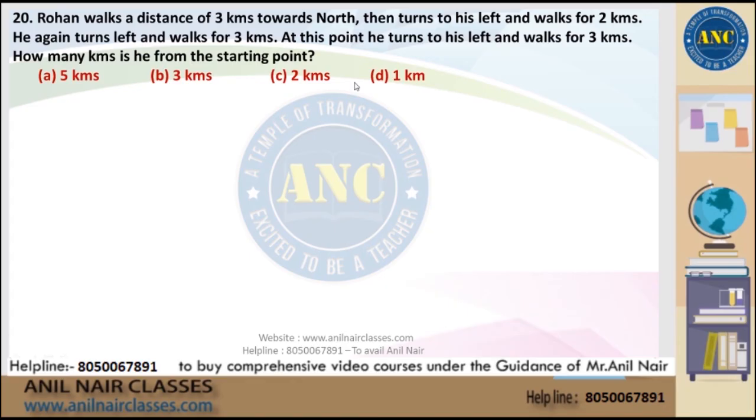Rohan walks a distance of 3 kilometers towards north, then turns to his left and walks for 2 kilometers. He again turns left and walks for 3 kilometers. At this point, he turns to his left and walks for 3 kilometers. How many kilometers is he from the starting point is the question. Okay, now, 3 kilometers towards north. Let Rohan be here.